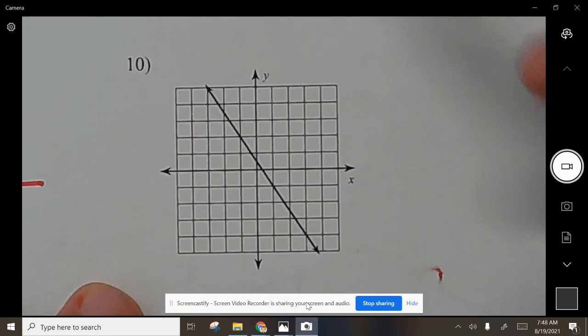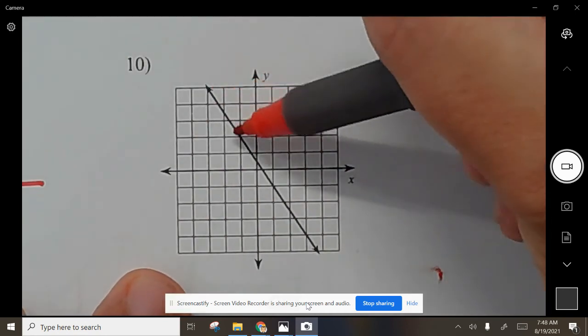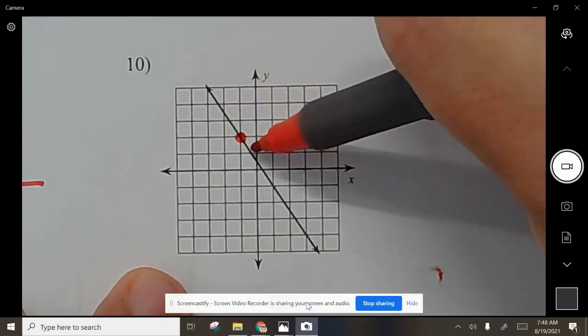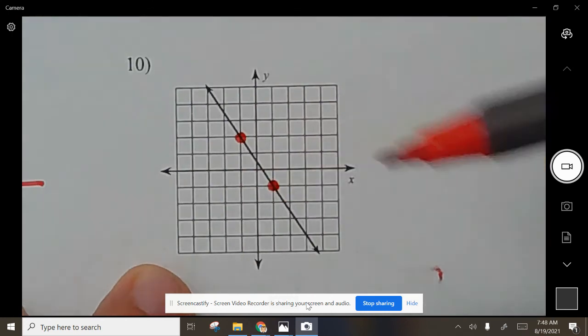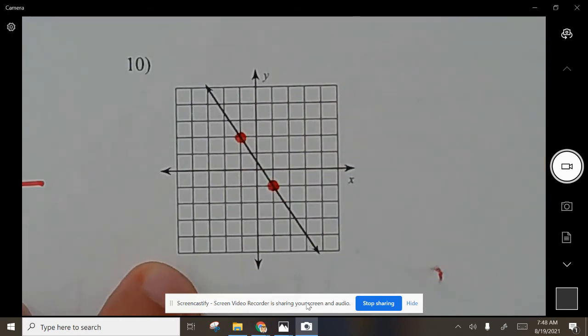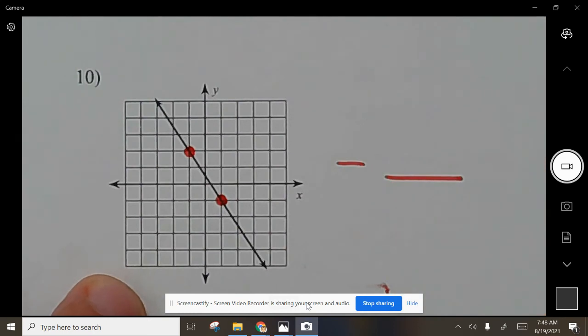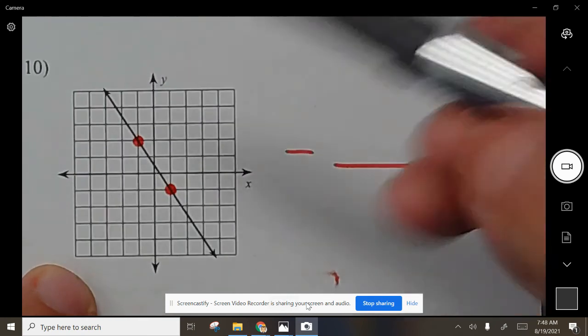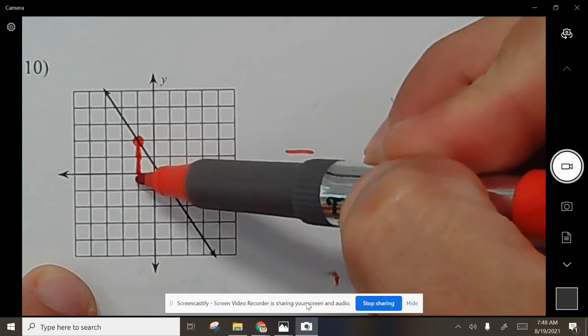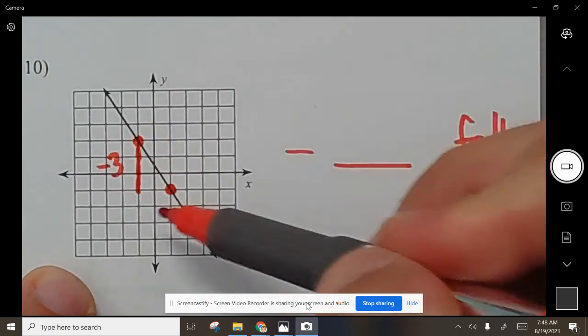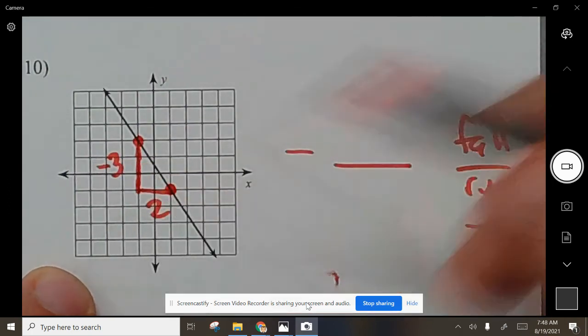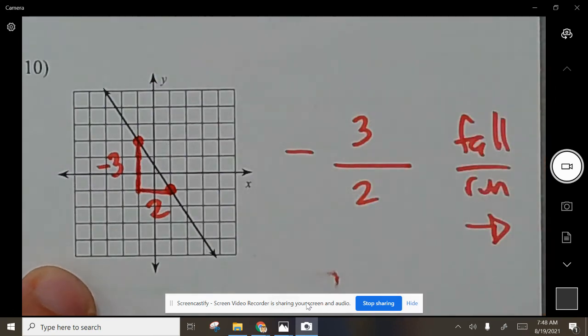Let's try 10 together and then we'll finish up and you guys can do the best you can on your own. Let's go here. I think that's a point right there. And as we keep going along, try to find another. Oh, all right. As long as you find 2 points, you're good to go. All right. Is this going down? So it's a negative slope. And what's the fall? Remember, it's a fall over run. Notice it's always over run. It's always going to go to the right. So we're going to fall 1, 2, 3, and run 2. 3, 2. Negative 3 over 2.